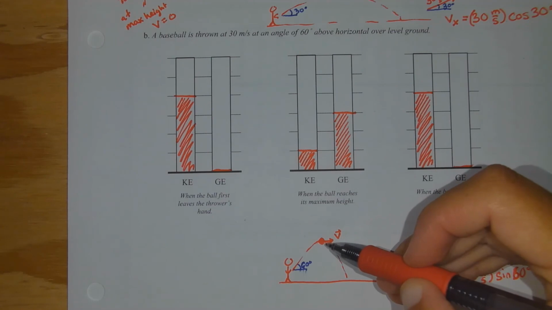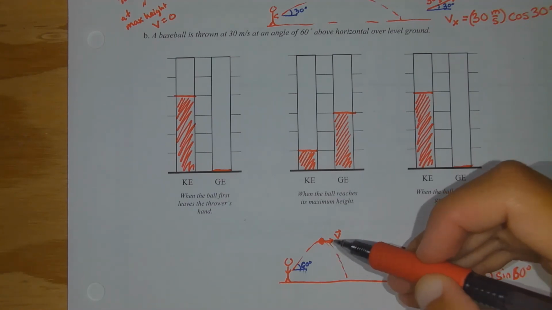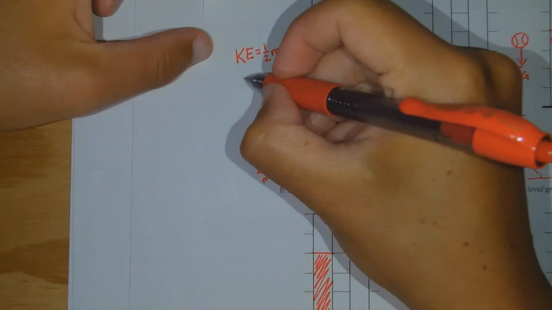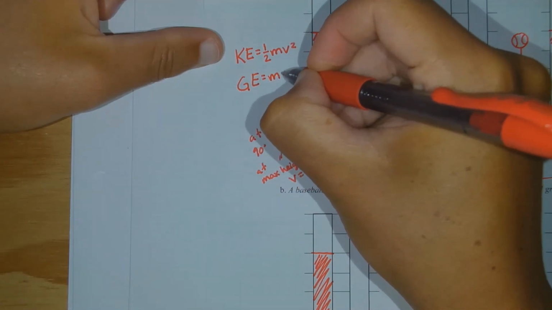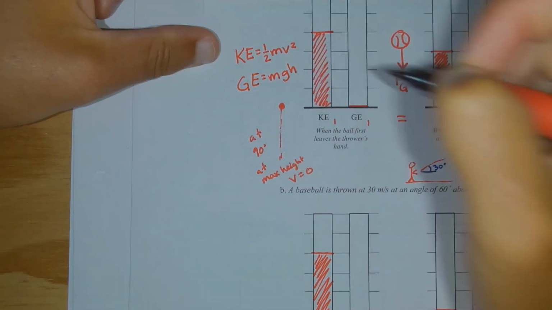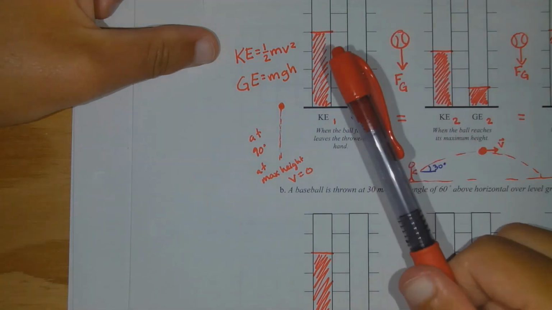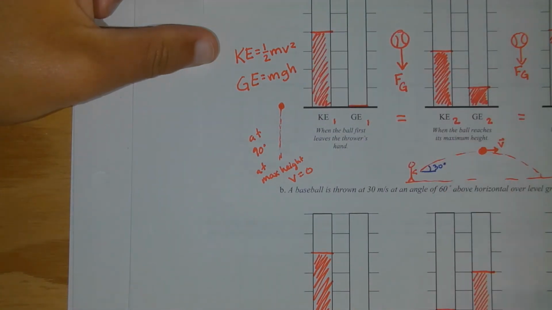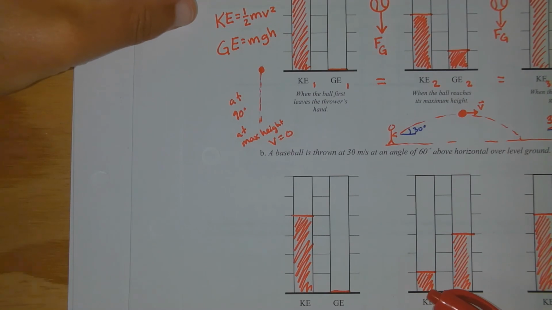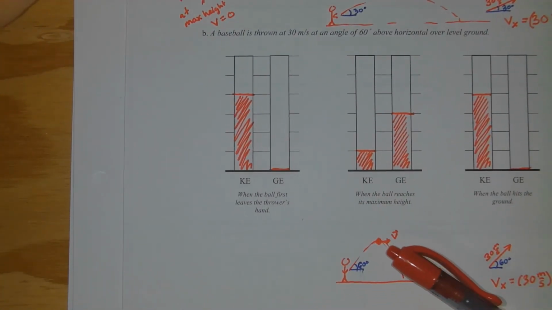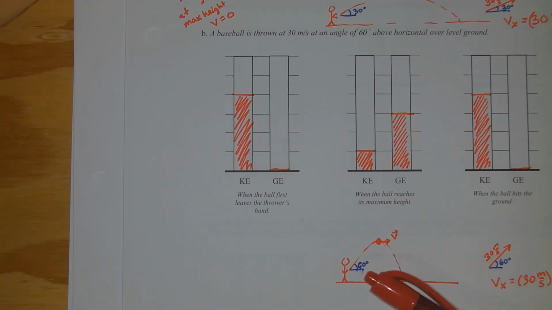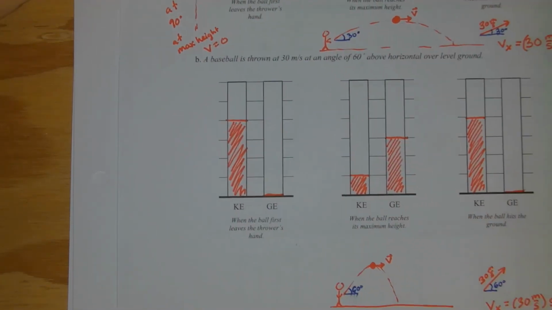Which means the speed is less for part B, but gravitational potential energy is equal to m times g times h. So the speed is smaller, but the height is greater. So it has a smaller speed at the maximum height, but it goes higher if you throw it at 60 degrees versus 30 degrees.